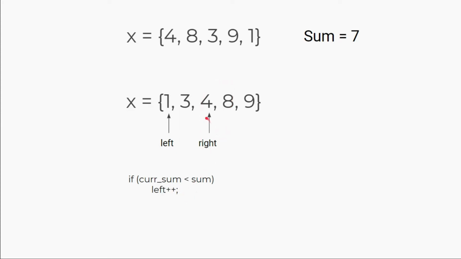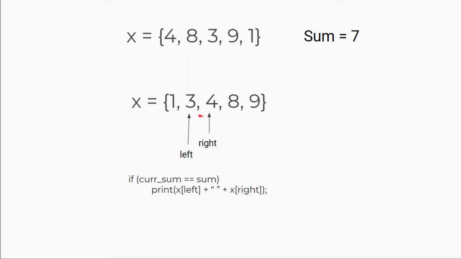And if the current sum is less than the given sum, then we will increase the left pointer by 1. So our current sum is 5 and the given sum is 7. So we will increase our left pointer. If our current sum is equal to the given sum, then we will print the two elements. So let's see this in code.